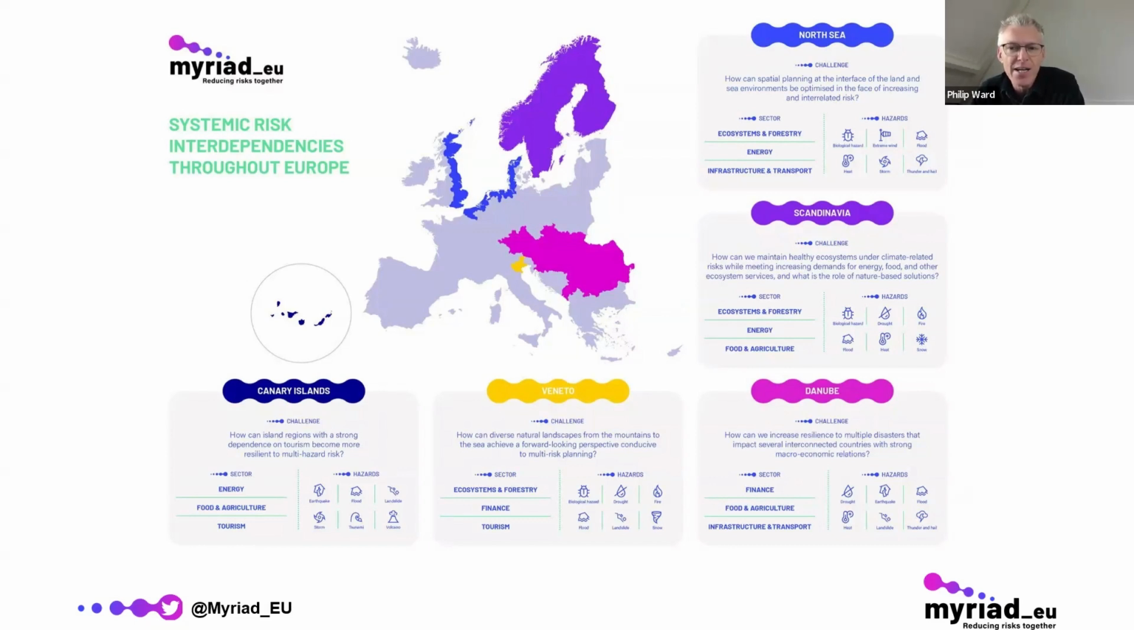So, for example, in the Canary Islands, what we did was set out and look for a sustainability challenge in the region, which really is central to addressing a lot of the issues in the region. A lot of the GDP comes from tourism. It also has many different kinds of hazards going on. So one of the questions that we asked was, how can these kinds of island regions with this strong dependence on tourism become more resilient to multi-hazard risk?